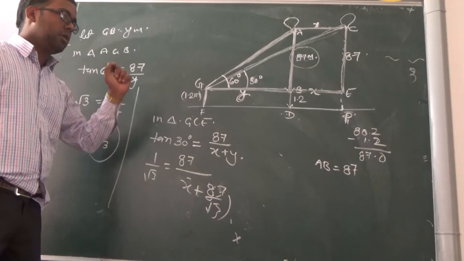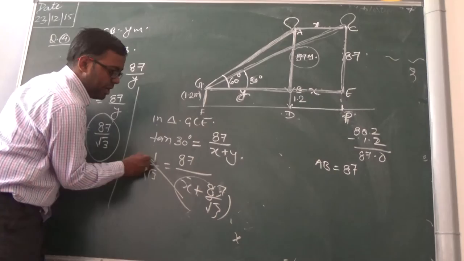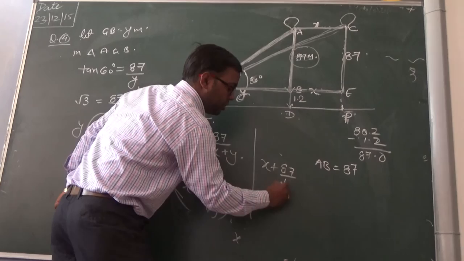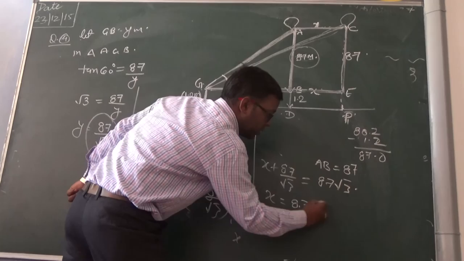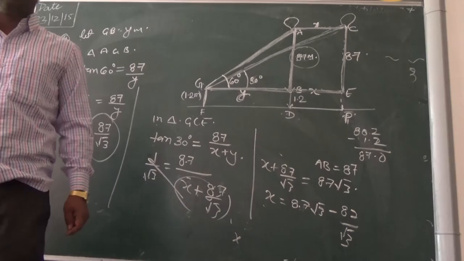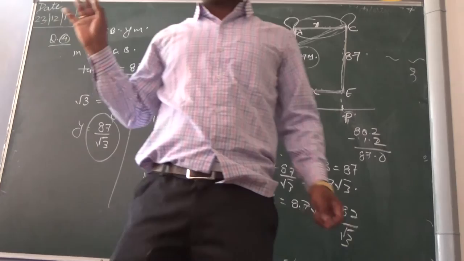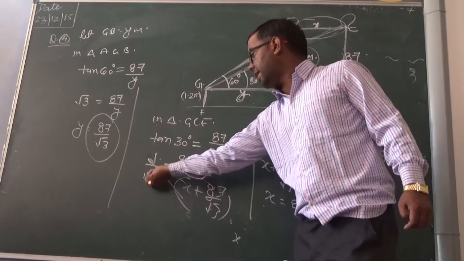So 87 divided by root 3. Now cross multiply. Take this whole term here and 87 root 3 here. X plus 87 by root 3 is equal to 87 root 3. Now X is equal to 87 root 3 minus 87 divided by root 3. Now put the value of root 3 and you can solve. So this much is the distance X. Are you getting the answer? Understood? This goes up and that goes over here in cross multiplication. Fine.